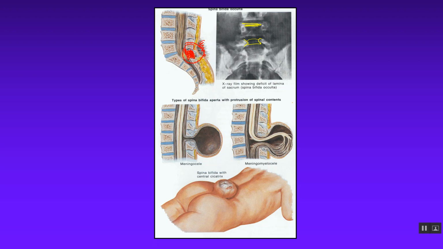So here's the meningocele. Meningocele is this one. So here's the opening. There's the failure to close, but all we have is the meninges out here, which is going to be your dura and arachnoid.